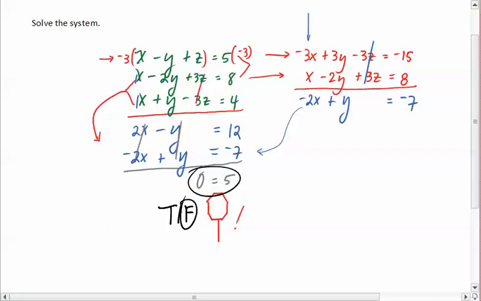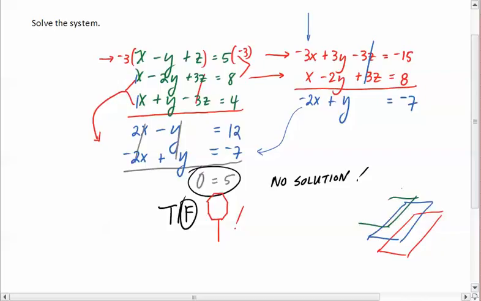Here's what that means. That means when the variables disappear and you didn't try to make them disappear, I mean they completely disappear, and you get a false statement, that means there is no solution. There's no solution. And what does that mean in terms of the picture? Well, let me give you a little picture here. That just means that I have three planes that never touch. They never touch. They're parallel. So this will be the next plane on top, and this is the next plane on top of that one, all parallel, right?